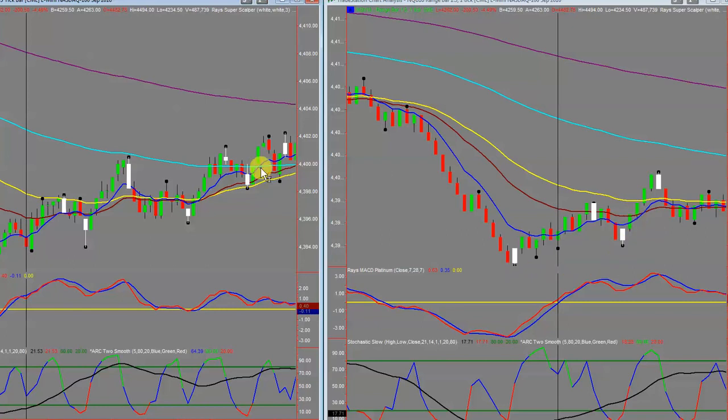So traders, hopefully this was beneficial. I really believe that range charts have some real merits in trading the NQ.